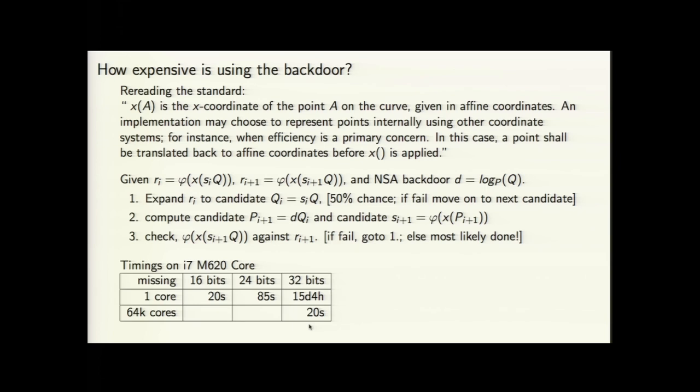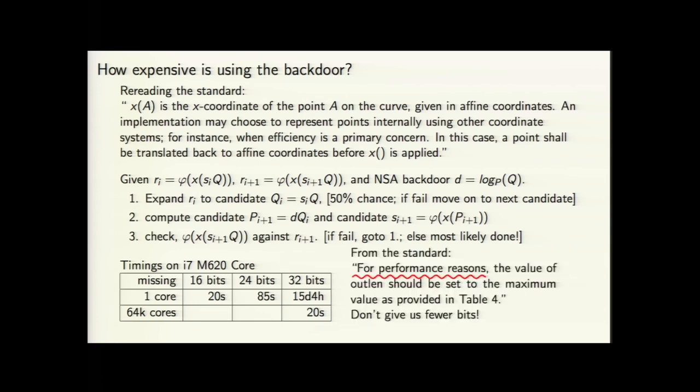Now, in 2004 or 2005, this looks like a big computation, so yes, the standard is very clear and says, for performance reasons, hey, 20 seconds versus 15 days, that's performance reasons. For performance reasons, the value of out length should be set to the maximum value as provided in table 4. Do not think of giving us fewer bits than the 240.